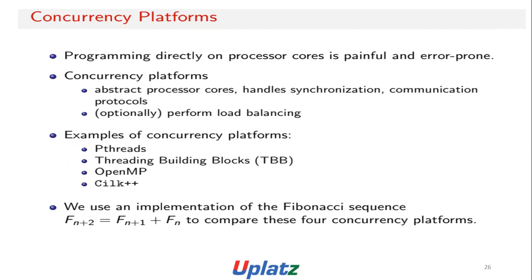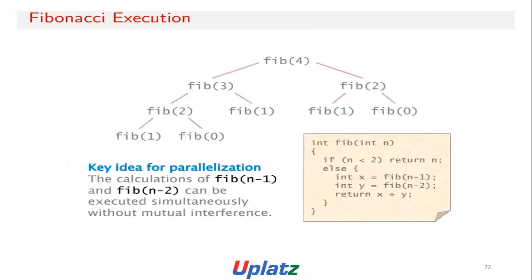We can use an implementation of the Fibonacci sequence, F(n+2) equals F(n+1) plus F(n), to compare these four concurrency platforms. Fib4, Fib3, Fib2, Fib1, Fib1, Fib0, Fib2, Fib1, Fib0. Key idea of parallelism: the calculations of Fib(n-1) and Fib(n-2) can be executed simultaneously without mutual interference. int fib(int n): if n is less than 2, return n; else int x equals fib(n-1), int y equals fib(n-2), return x plus y.